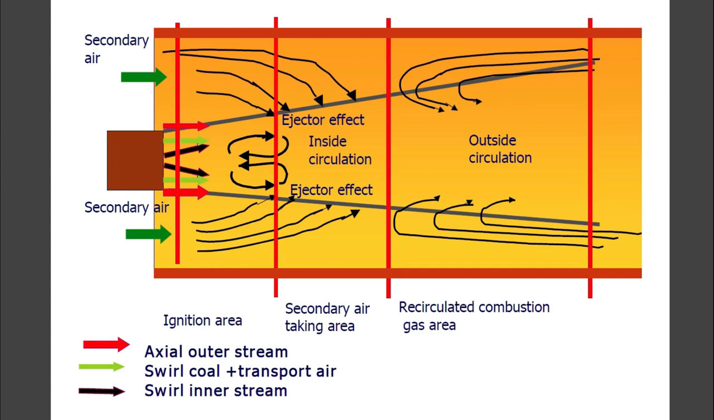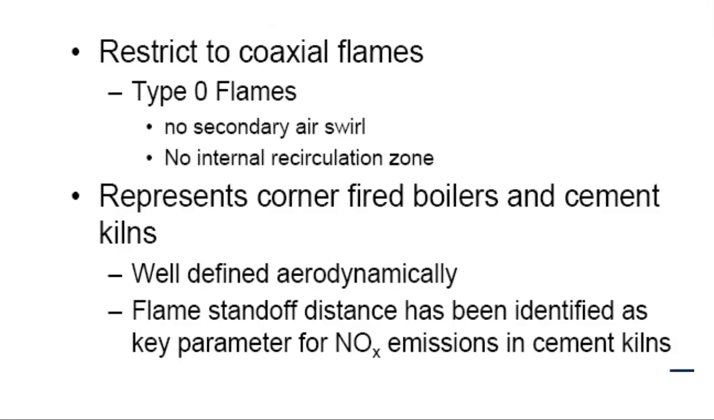Ignition area, secondary air taking area and recirculated combustion gas area. Restrict to coaxial flames. Type O flames have no secondary air spill and no internal circulation zone, and represent corner fired boilers and cement kilns. Well defined aerodynamically, flame standoff distance has been identified as a key parameter for NOx emissions in cement kilns.